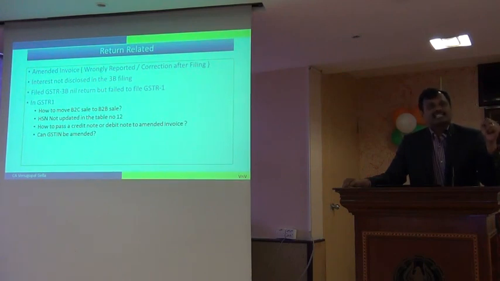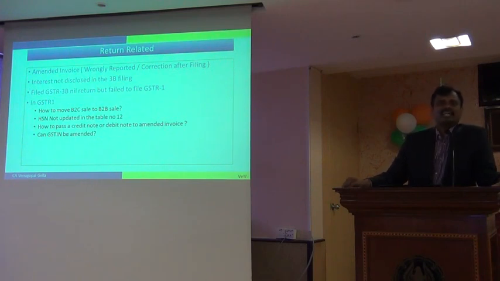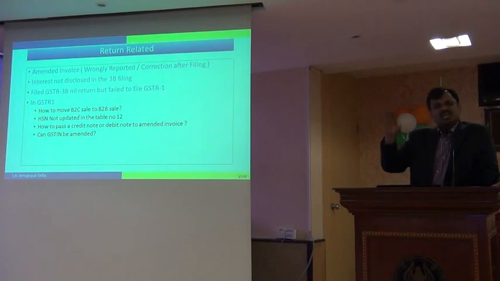Then there were corrections where a B2C sale can be made into a B2B by issuing a credit note and debit note. You can't change an invoice once issued. If an invoice is issued as B2B or B2C, it is permanently B2B or B2C. You can't change it. But if it is issued as a B2B and you reported it as a B2C, you can amend it. There is always an amendment provision.